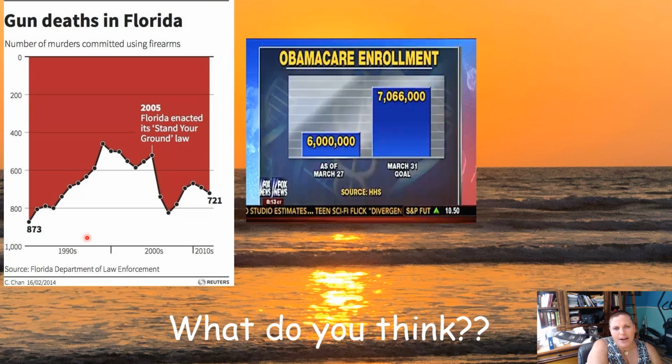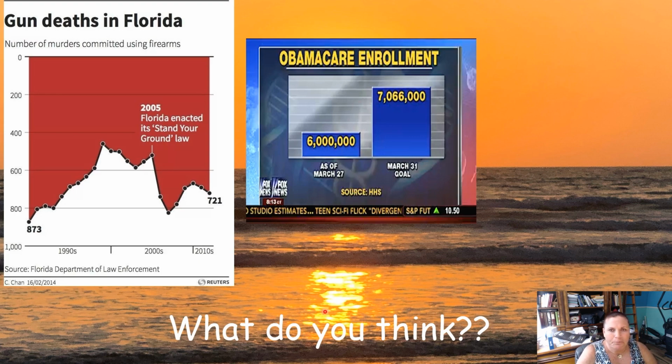And check this one out from Fox News, Obamacare enrollment. So instead of having a vertical scale right here, they've got this little bar that has a value of 6 million enrolled versus the 7,066,000, which is the goal. Well, if you think about what portion of 7,066,000 6 million is, isn't it about 6/7? So shouldn't the bar probably be somewhere up here? So this is another classic.